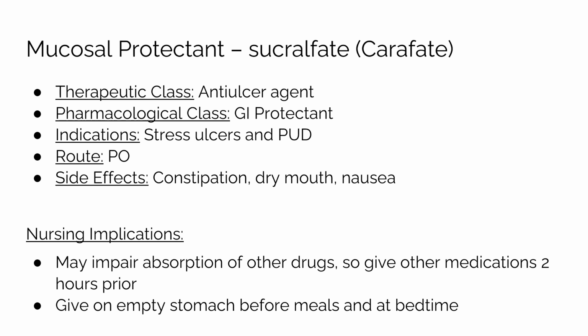The mucosal protectant, sucralfate. The therapeutic class is that it's an anti-ulcer agent. The pharmacological class is that it's a GI protectant. Indications are for stress ulcers and PUD. The route is PO. Side effects include constipation, dry mouth, and nausea. Nursing implications include that it may impair absorption of other drugs, so give other medications 2 hours prior. Also, ensure it is given on an empty stomach before meals and at bedtime.